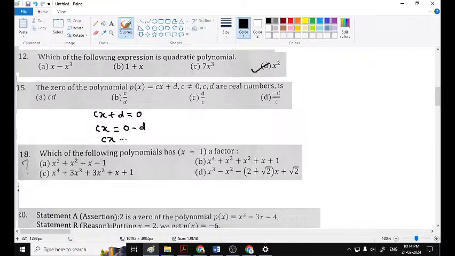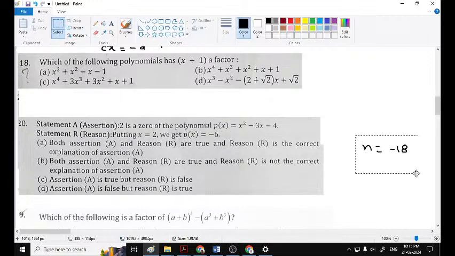So Cx is equal to 0 minus D, which is minus D. Now to find the value of x, we transpose C, which is multiplying here. So after transposition it will divide, and this is the value of x, which is the zero of the given polynomial. So option D is correct.